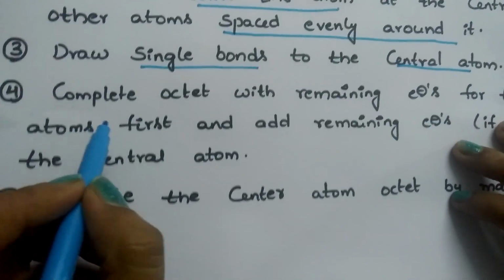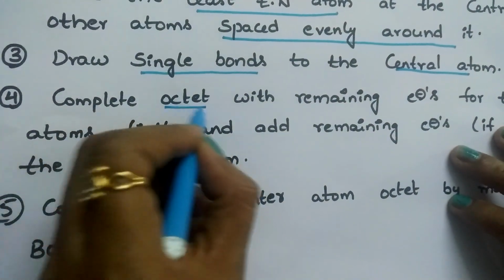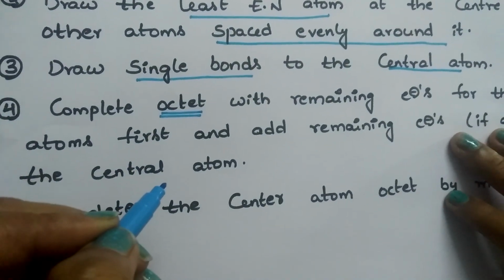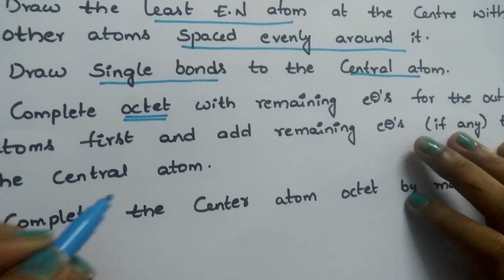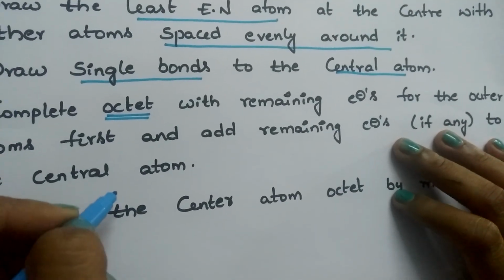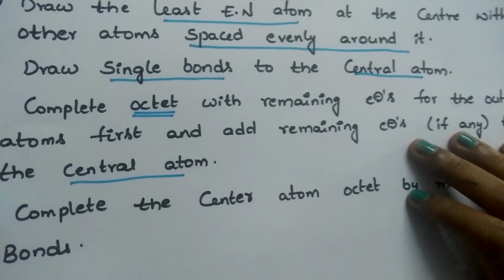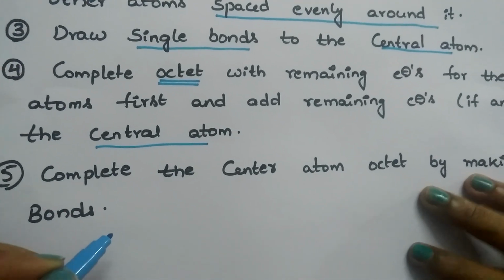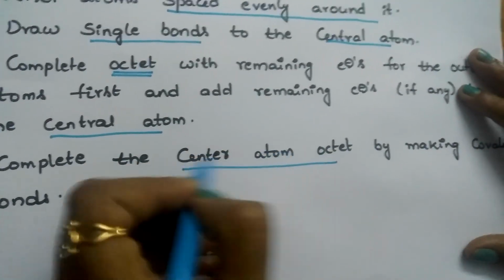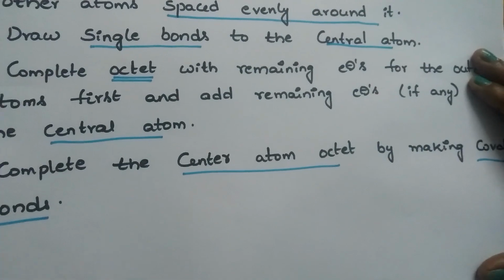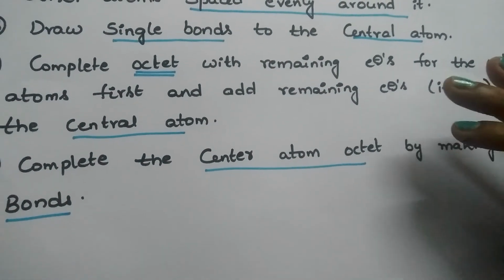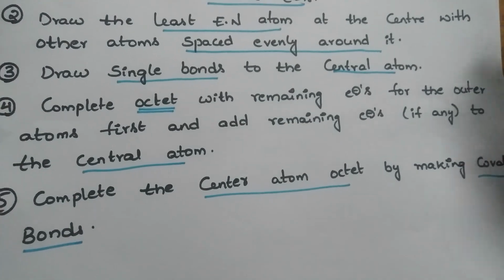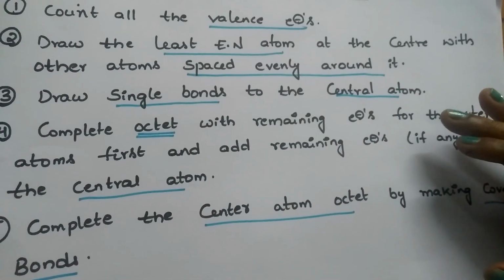Step number 4, complete the octet with remaining electrons for the outer atoms first and add remaining electrons to the central atom. Step number 5, complete the central atom octet by making covalent bonds. These are the 5 important steps you should keep in mind while drawing the Lewis dot structures. Let us try to draw the Lewis dot structures.